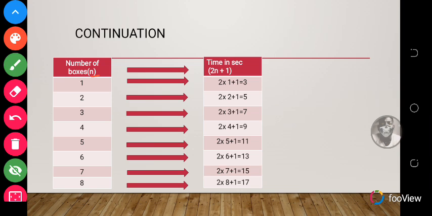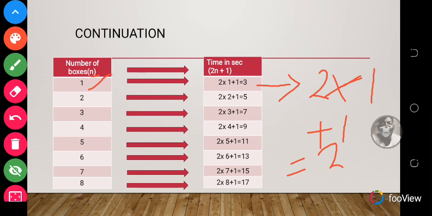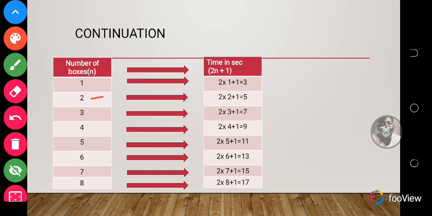So hence, if you have one box, which means that n is equal to 1, then wherever there is n in this formula, you replace it with 1. So we have here 2 times 1 plus 1, and what do we have? The answer is 3. When the number of boxes is 2, we are going to have 2 times 2 plus 1, and we are going to have 5.